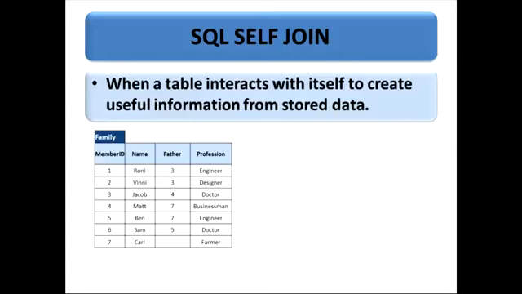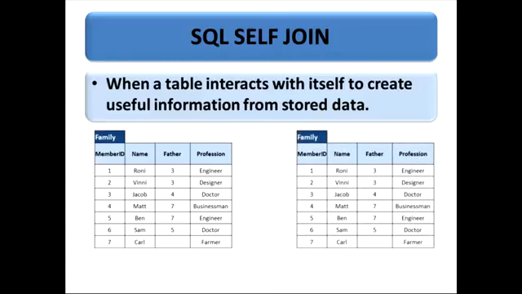Exactly. Now, suppose we had one more table having the same information. At that time, it will look like this. Okay, means same table. We are assuming that we have 2 sets of tables with the same data, same columns, everything same. And when they interact with each other, it is called the self join.